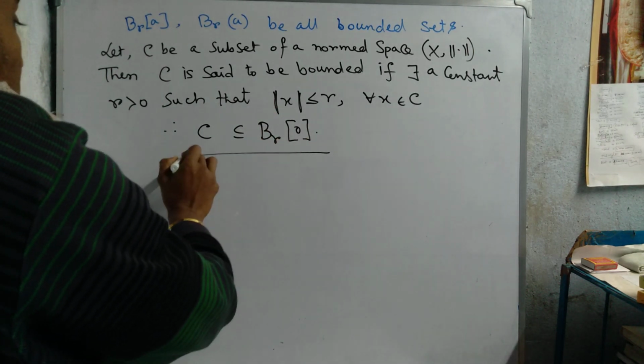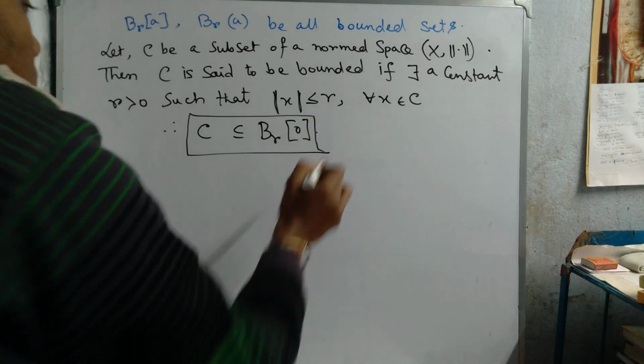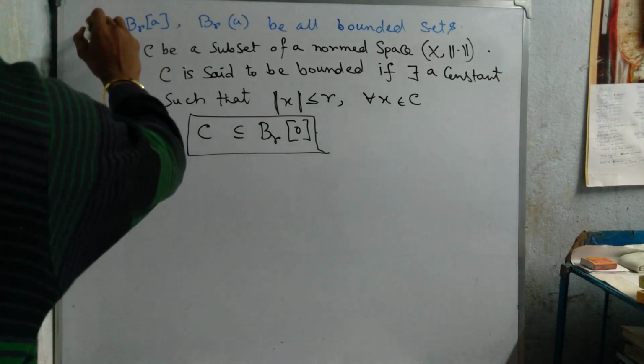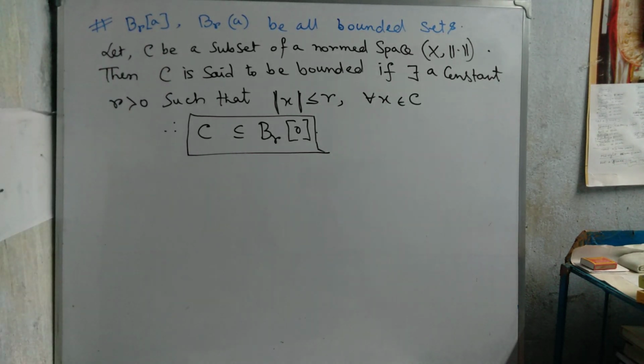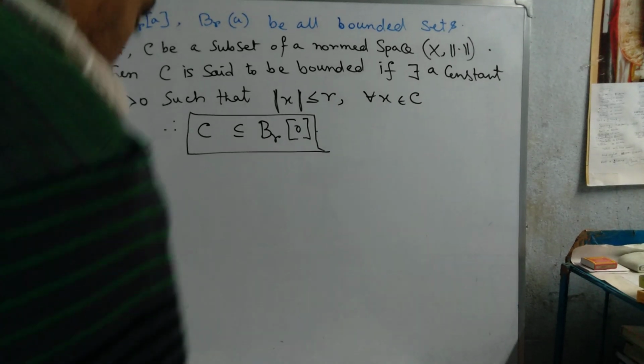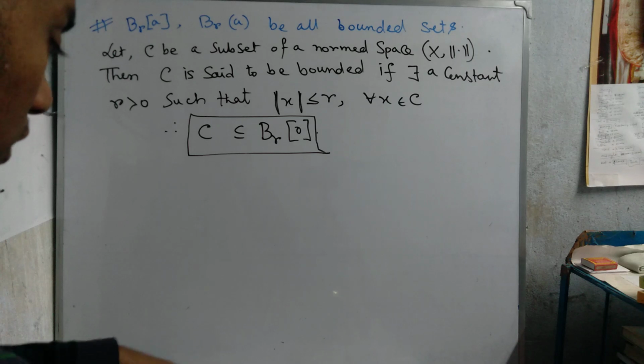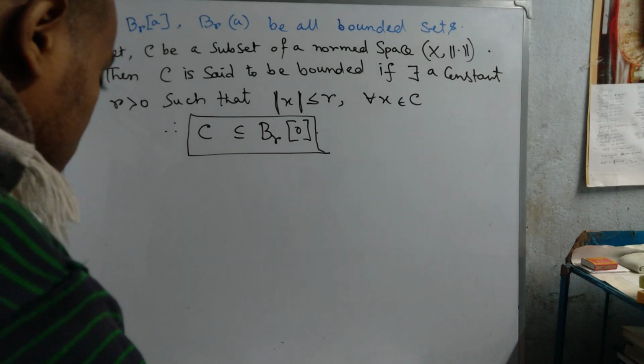Okay, that means this C we have said is bounded, which implies that it is a subset of some closed ball. Obviously we know about this. These balls are bounded sets. Now we're going to further discussion of that.